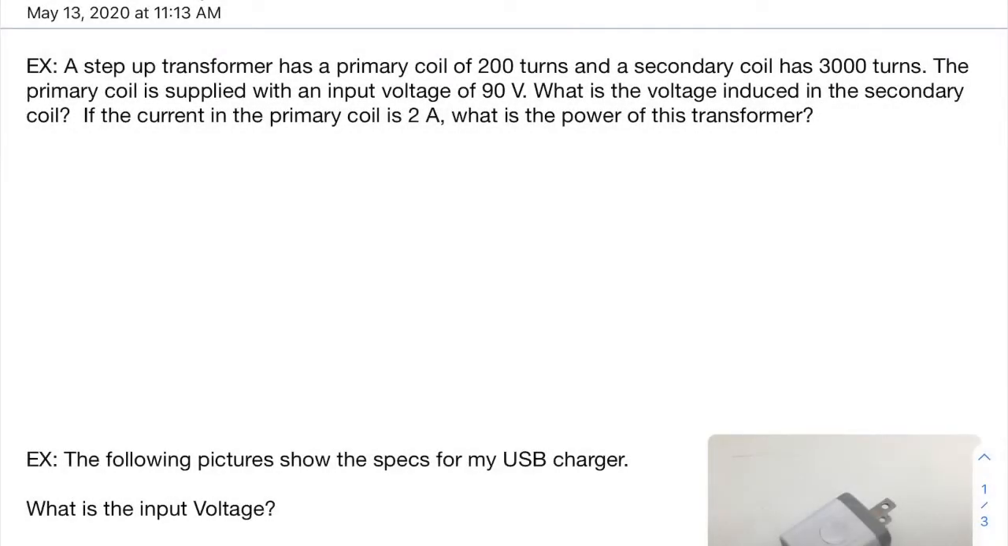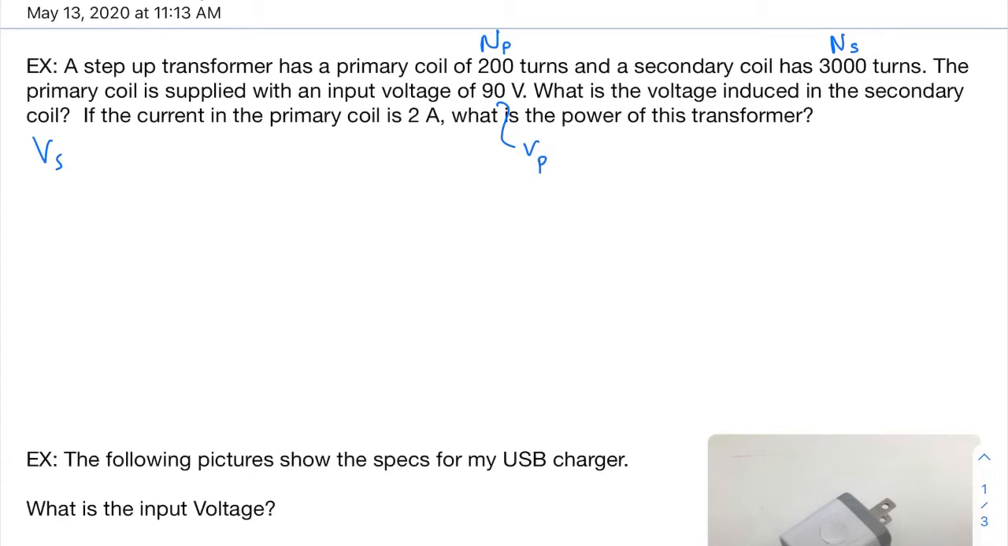Okay, so this video is meant to go through some mathematical examples of transformers. The first example says a step-up transformer has a primary coil of 200 turns, so that's the number of turns in my primary, and a secondary coil has 3,000 turns, so that's the number of turns in my secondary coil. It says the primary coil is supplied with an input voltage of 90, so that's my primary voltage. What is the voltage induced in the secondary coil?